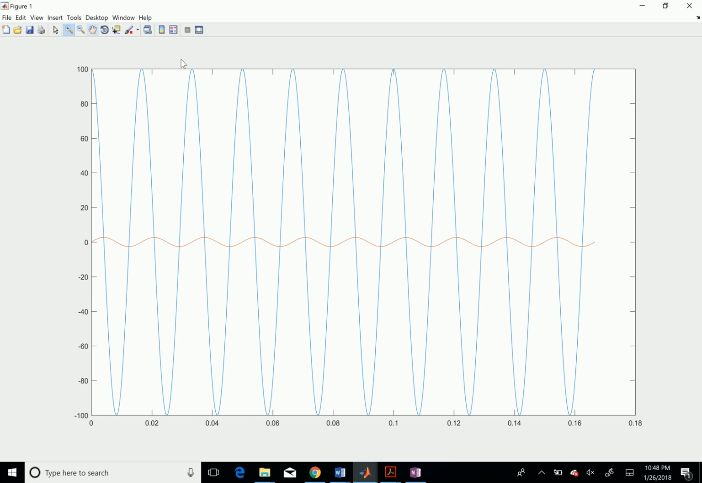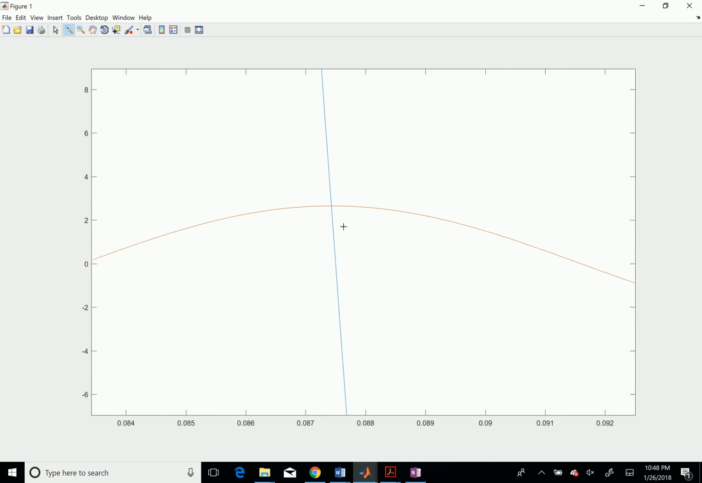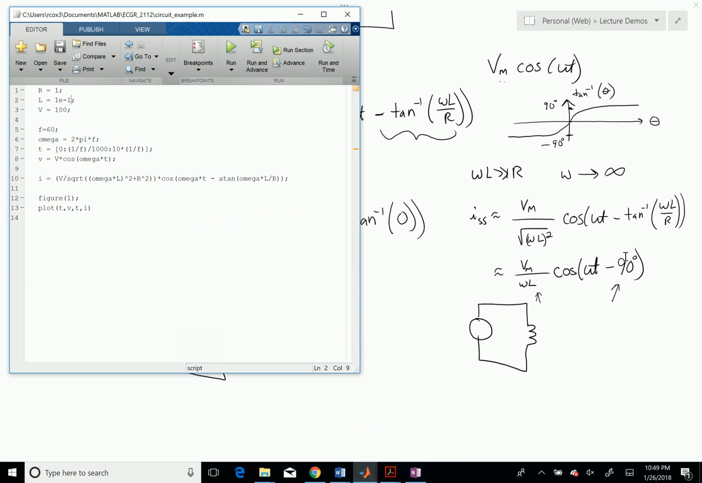And the reason I say 90 degrees out of phase, this is going to be kind of hard to see now, but let me zoom in right here a little bit. When the voltage is going through a zero crossing, in other words, when it's crossing through 0 volts, I can see that the amplitude of the current is passing through a maximum. So that says we've got about a 90-degree phase shift. And that's exactly what we predicted.